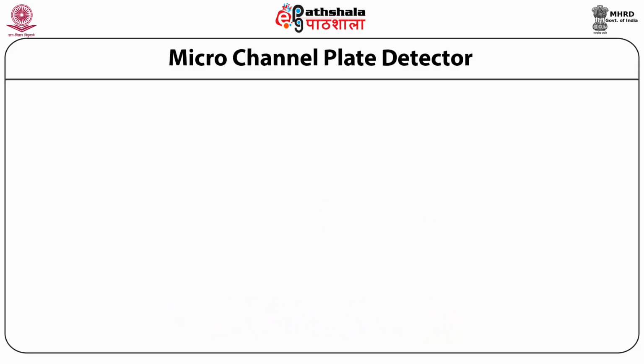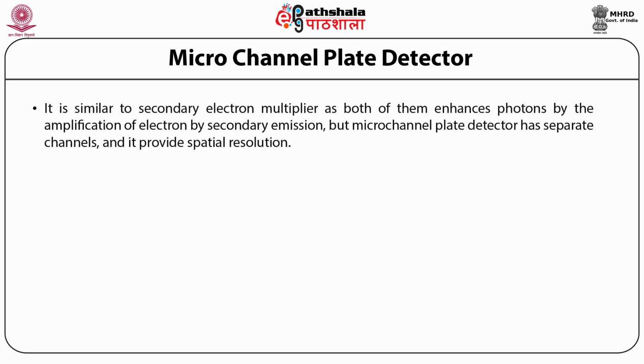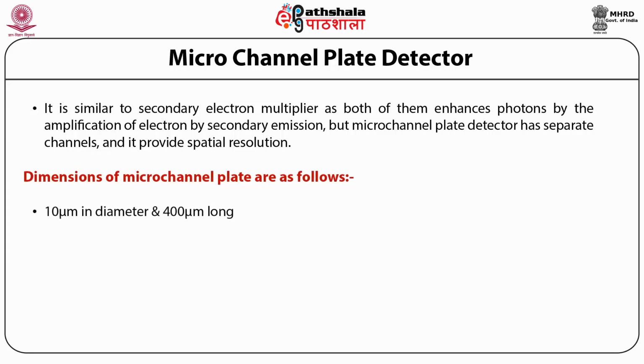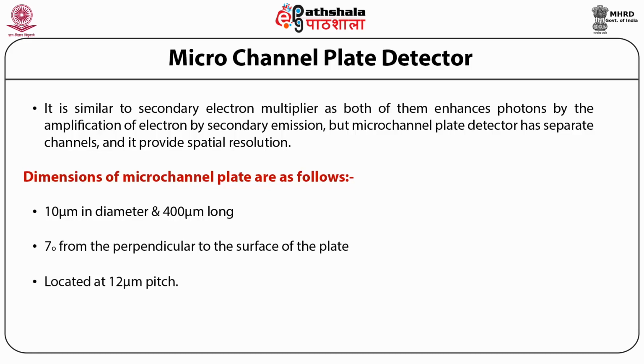Now the microchannel plate detector. It is similar to the secondary electron multiplier, as both of them enhance the signal by amplification of electrons by secondary emission. But the microchannel plate detector has separate channels and provides spatial resolution. The dimensions of the microchannel plate are as follows: 10 micrometers in diameter and 400 micrometers long, 7 degrees from the perpendicular to the plate surface, located at a 12 micrometer pitch.